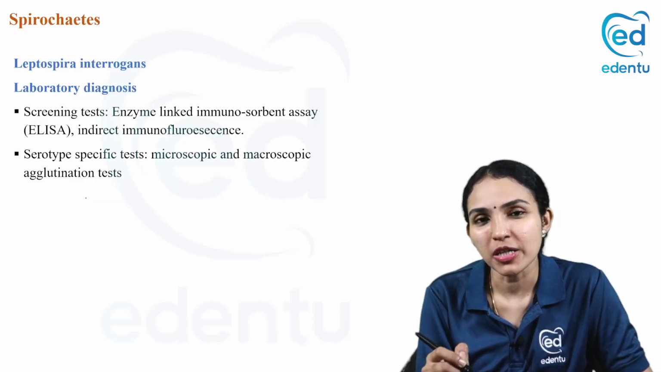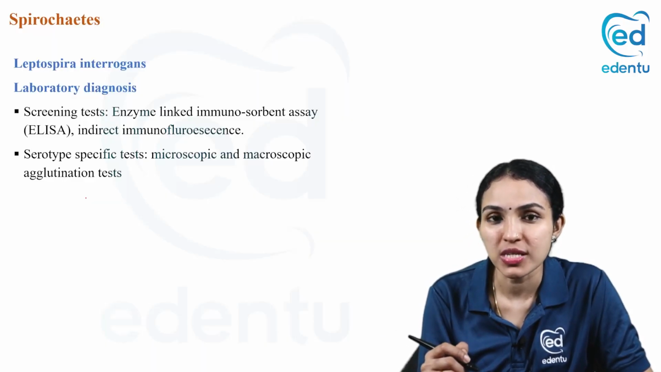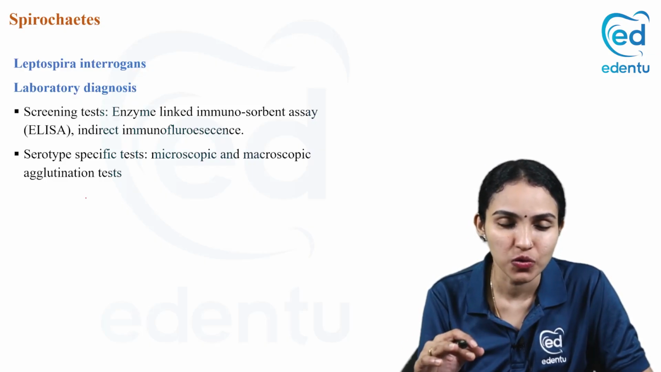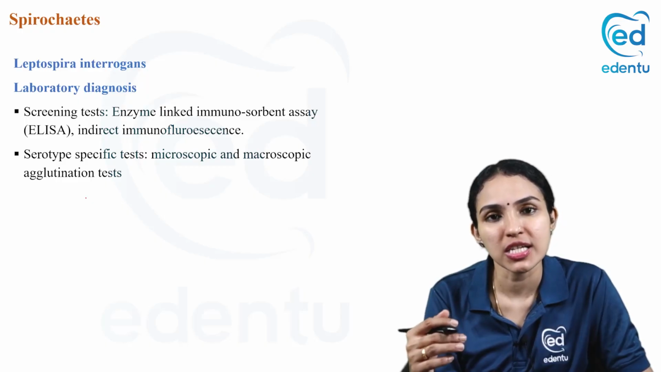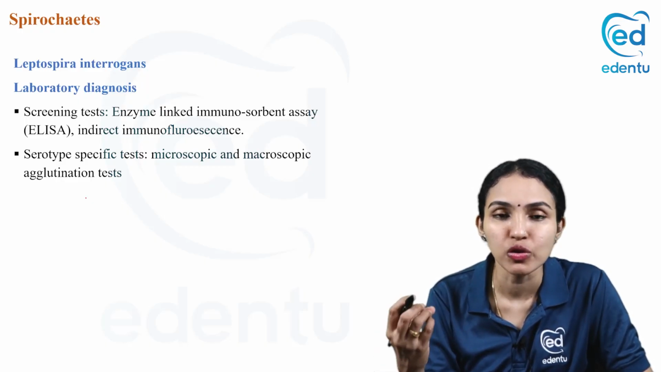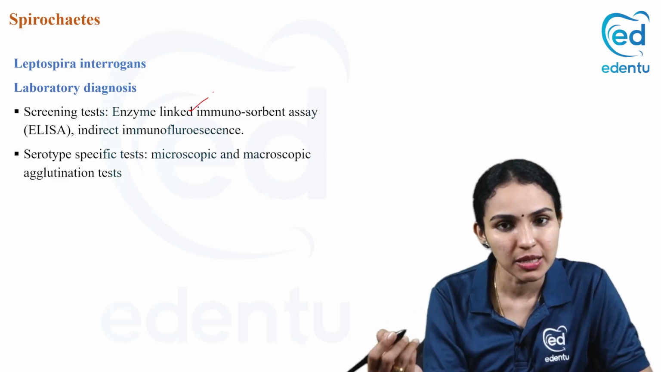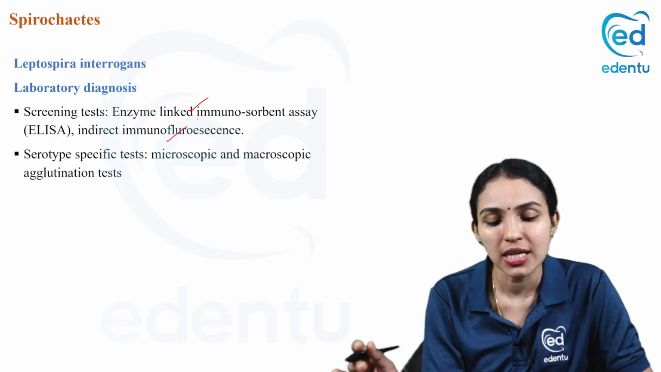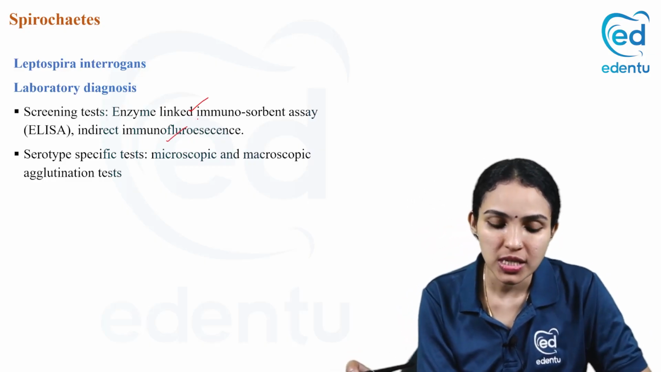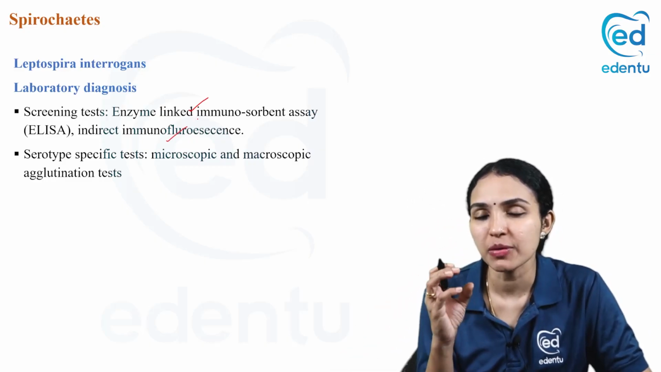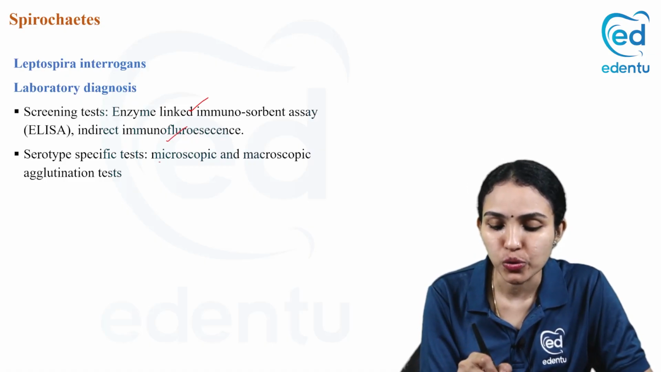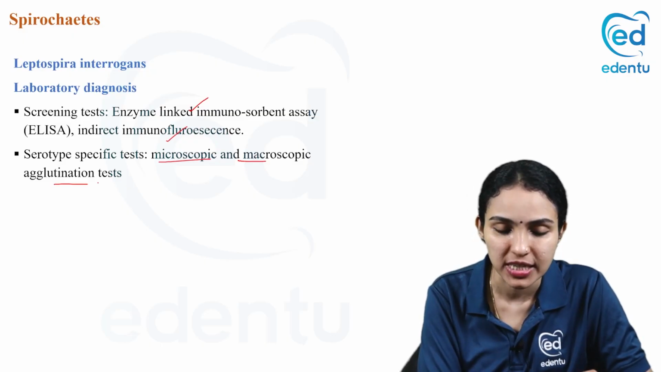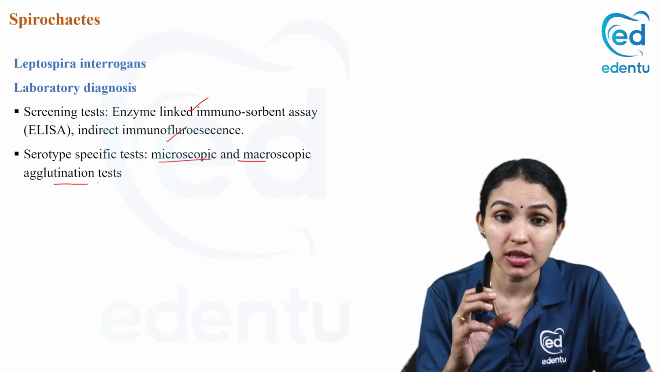But apart from culture and microscopy, what we can commonly do for leptospirosis are the serological tests. Like for Treponema, serological tests are the standard test for diagnosis of syphilis, leptospirosis is also diagnosed by serological tests. You take the patient's serum and look for antibodies. We have different tests like enzyme-linked immunosorbent assay, ELISA, and the indirect immunofluorescence test, which are used for screening of leptospirosis. If you want to find out the exact serotype causing the condition, you have to do the agglutination test, where microscopic and macroscopic agglutination tests are available for detecting the serotype.